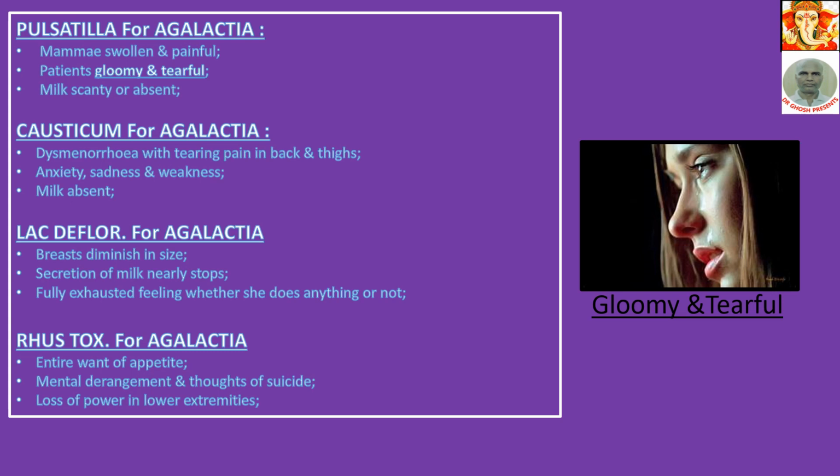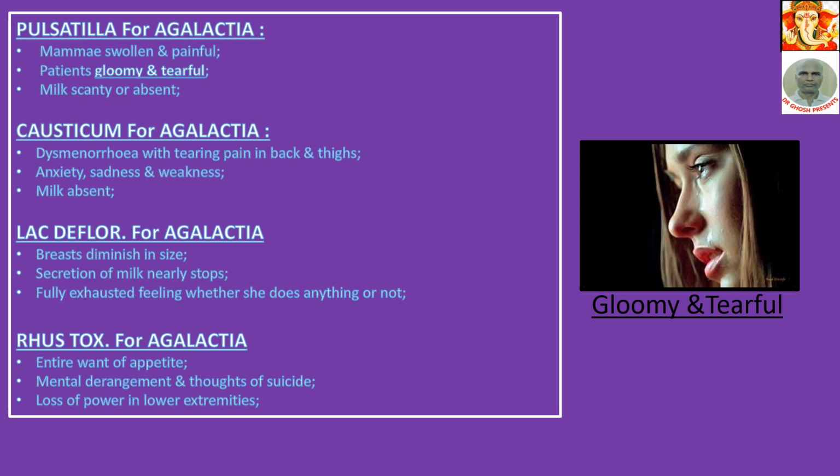Rhus toxicodendron for Agalactia. Entire want of appetite. Mental derangement and thoughts of suicide. Loss of power in lower extremities. Now you may wonder how for Agalactia Rhus tox will be selected. The particular patient of Agalactia will have this type of symptoms.